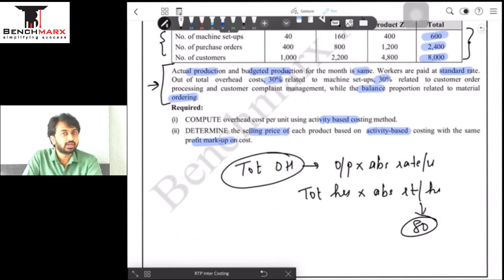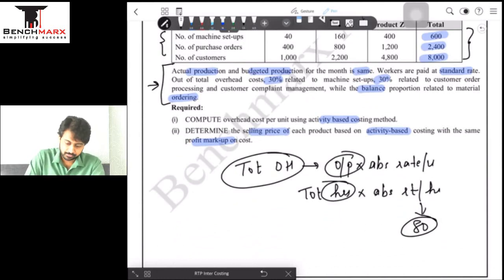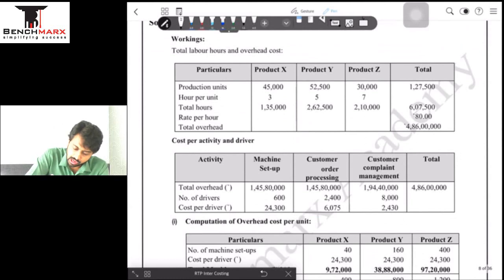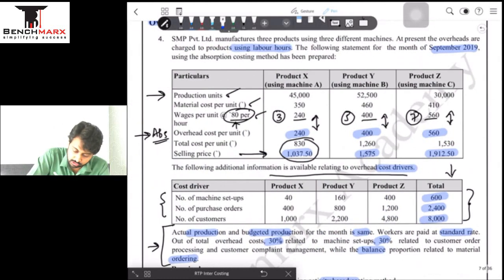So let us see how the ICAI has found out using output or using hours. Whatever you do, the answer is going to be the same. Let us see. I think they have used number of hours. Output of 45, 52.5 and 30 was known. Output is given from here only.